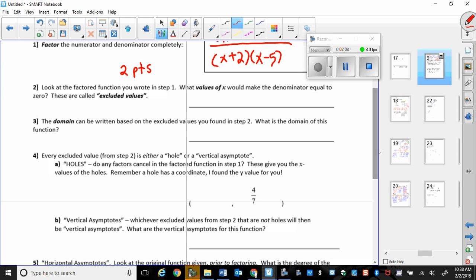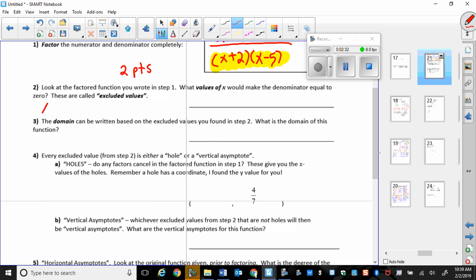Secondly, it says look at the factored function you wrote. What values of x would make the denominator equal to 0? These are called excluded values. So before I start canceling anything out, everything on the bottom is going to include the factors on the bottom, going to point me in the right direction for my excluded values. So I'm just going to write my two factors out.